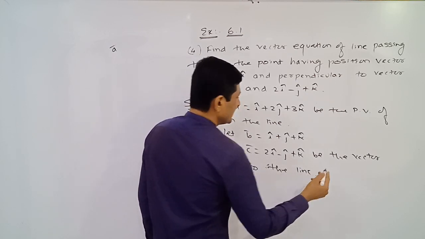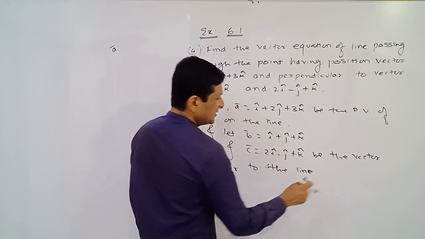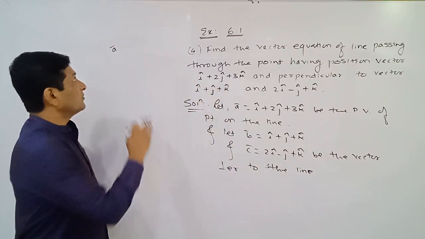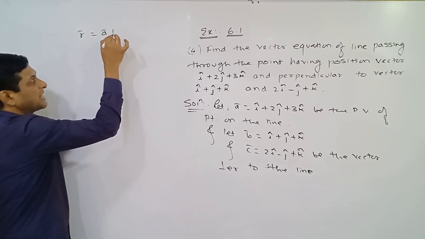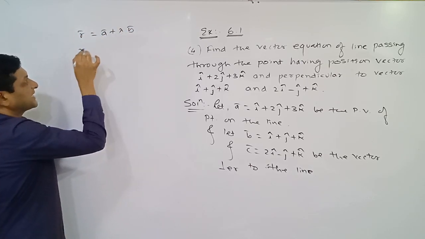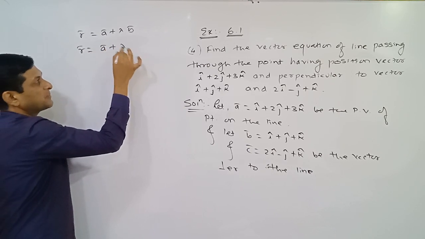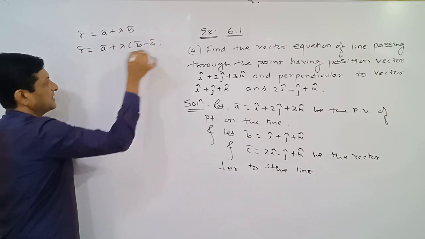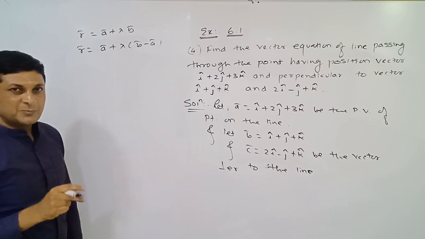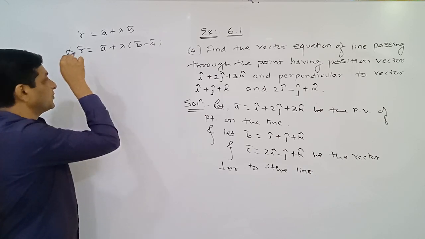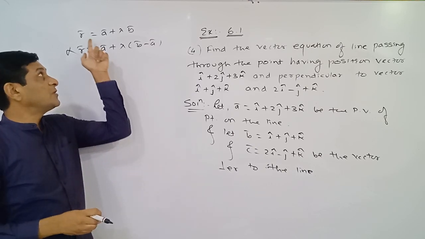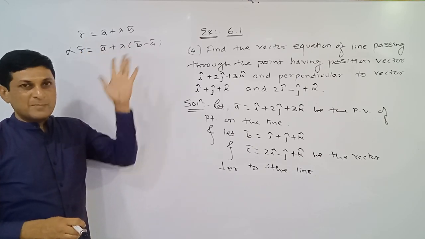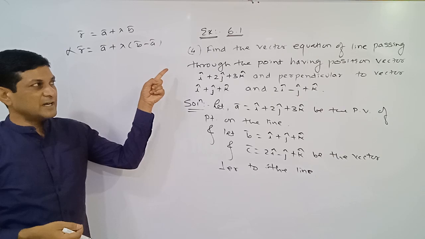Now observe the given condition. We will have only two formulas to find out vector equation of line. What is the first formula to find out vector equation of line? R bar is equal to a bar plus lambda b bar. And second formula is R bar is equal to a bar plus lambda b bar minus a bar. Second formula is applicable if 2 points are given to us, but here 2 points on the line is not given, so second formula is not applicable.